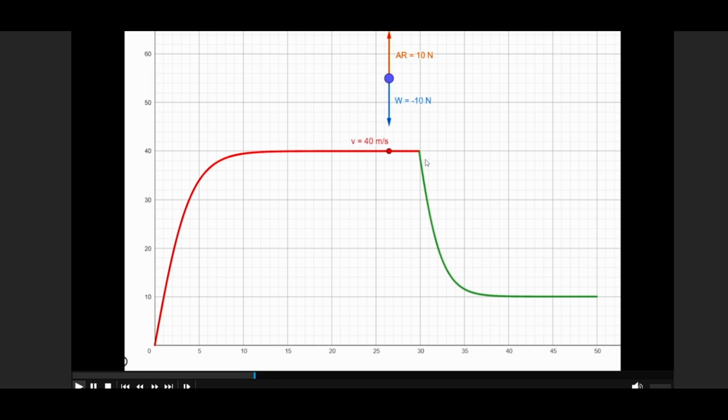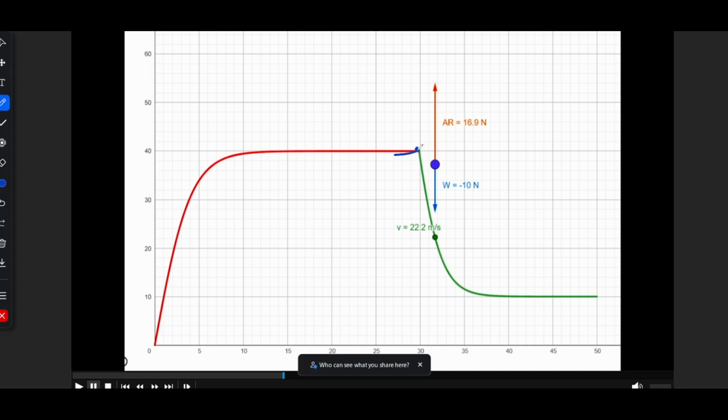Now notice that at 30 seconds, just about at this point, the drag force increases to 21.4 because the parachute has been opened and the drag force will be higher. It will be greater. Now, for that time being, the drag force is greater. Notice that the speed of the object starts decreasing. It was 40 at this point. Let me show you. At this point, it was 40, but now it has decreased to approximately 22 meters per second. Now, as the speed is decreasing, the drag will also start decreasing.